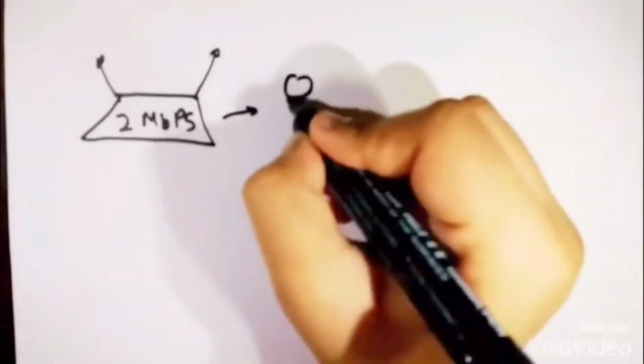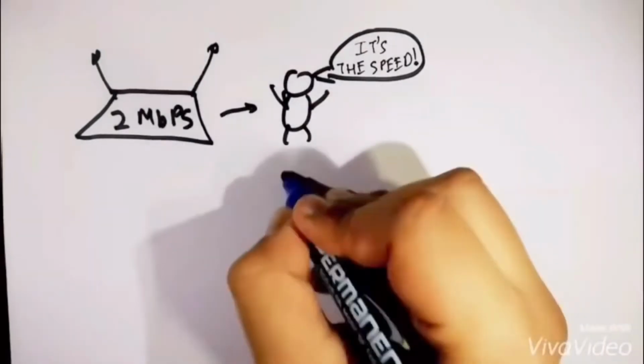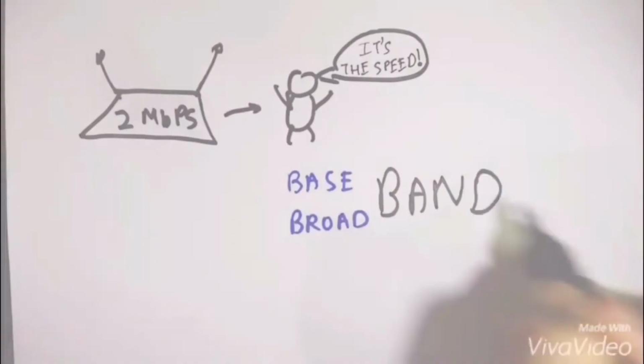So now you know what the megabits per second speed of your internet connection means, and you also know the various types of band usages and where they are used.